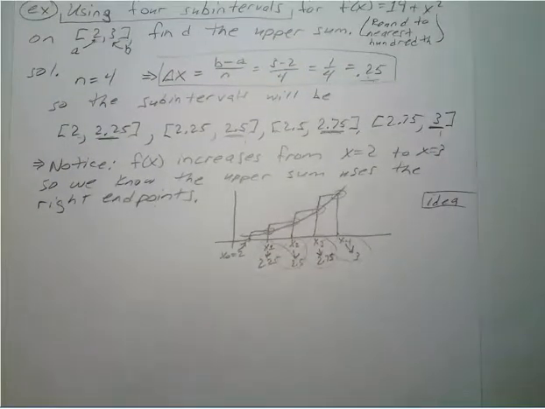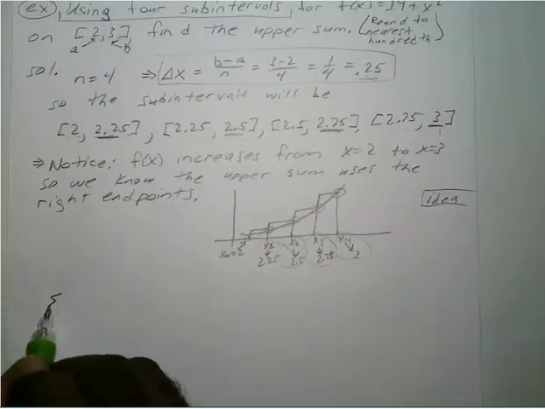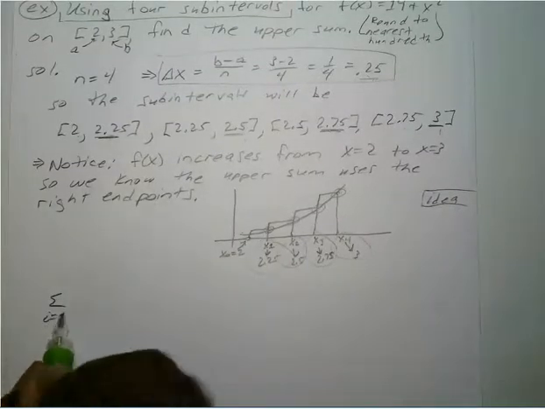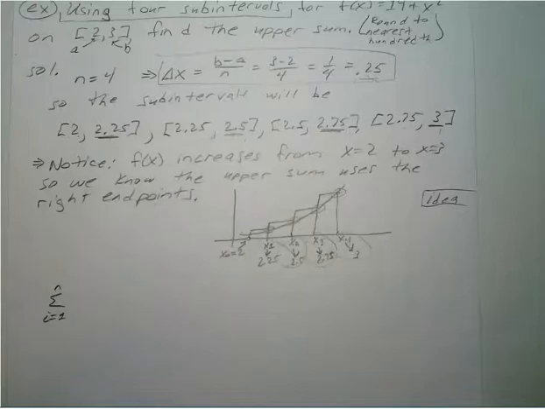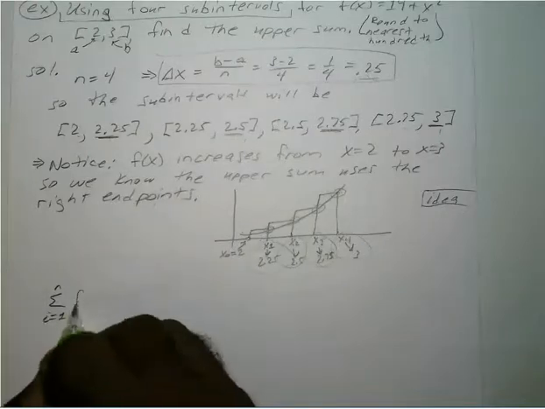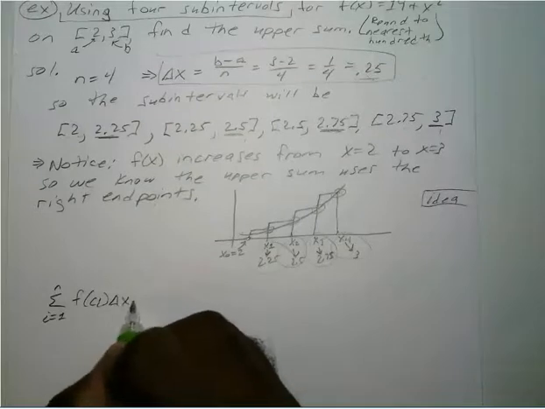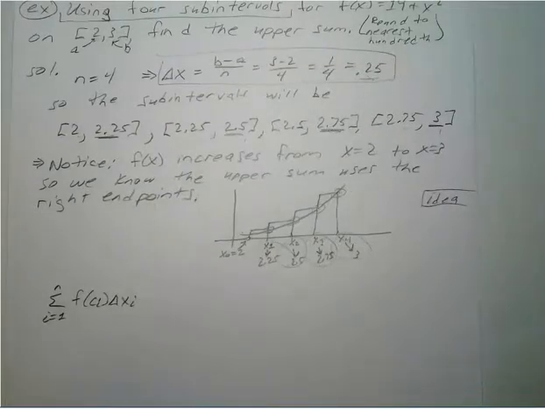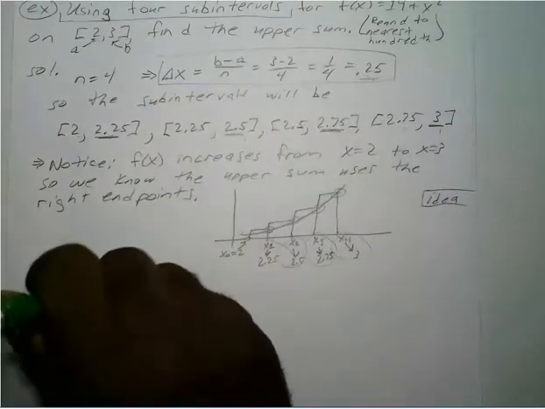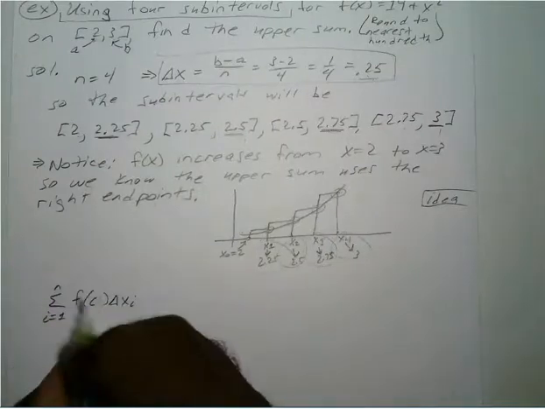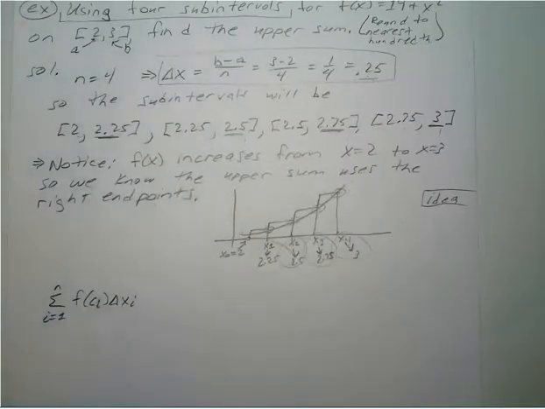Now let's go ahead and go to our formula. The sum from i equals 1 to n, f of c sub i, delta x sub i. Let me clean that up a little bit. That should be c sub i. There we go.